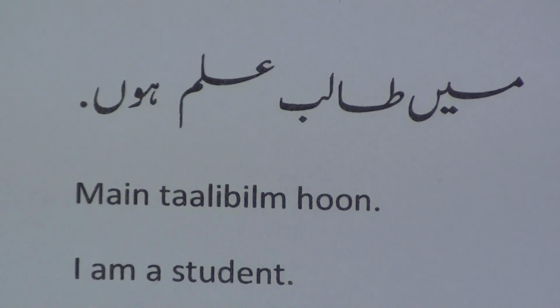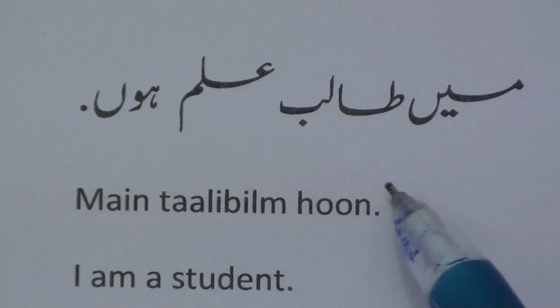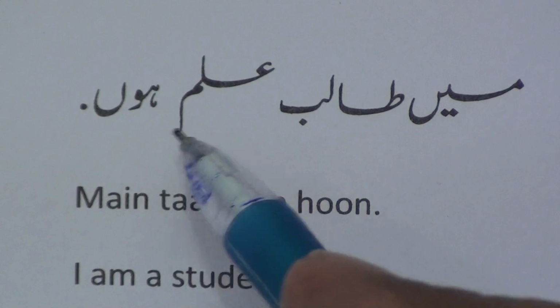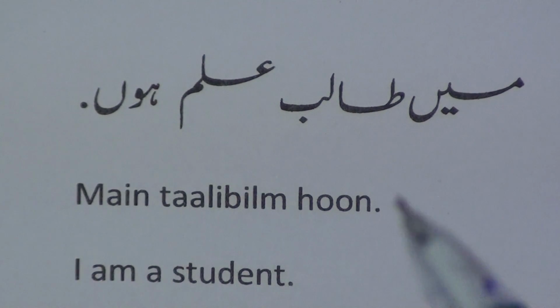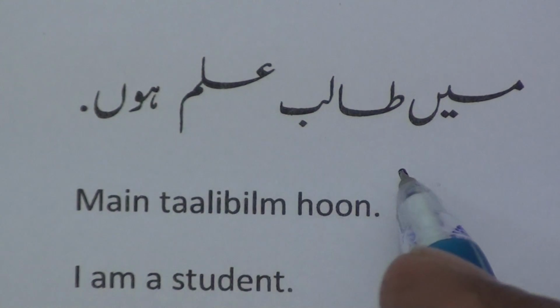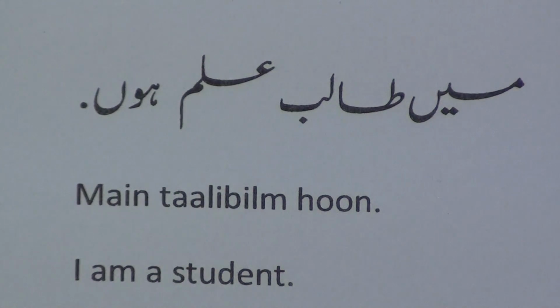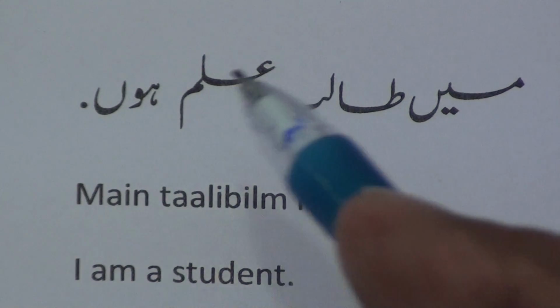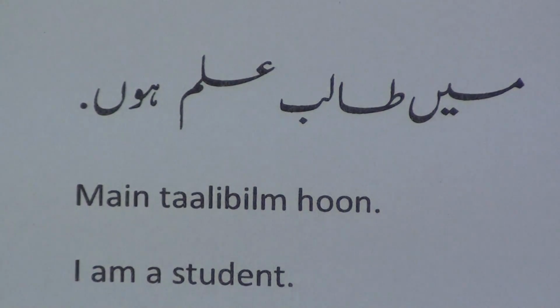मैं तालिब इल्म हूँ. I am a student. If we translate this sentence word by word in English, it will be मैं, I, तालिब इल्म, a student, हूँ, am. So subject मैं, तालिब इल्म object, and verb हूँ. So in Urdu, verb comes at last of the sentence. मैं तालिब इल्म हूँ. I am a student.